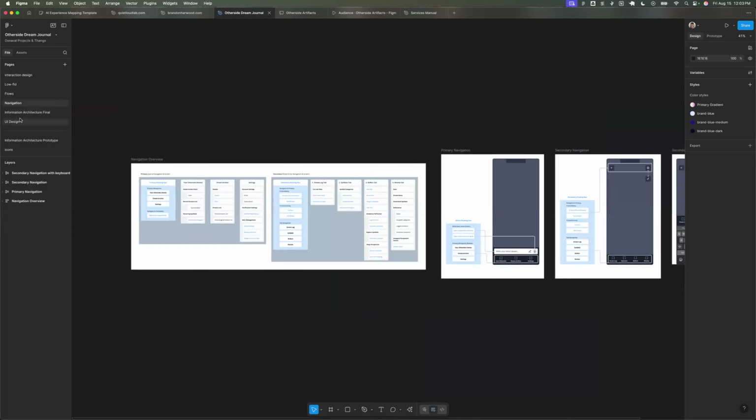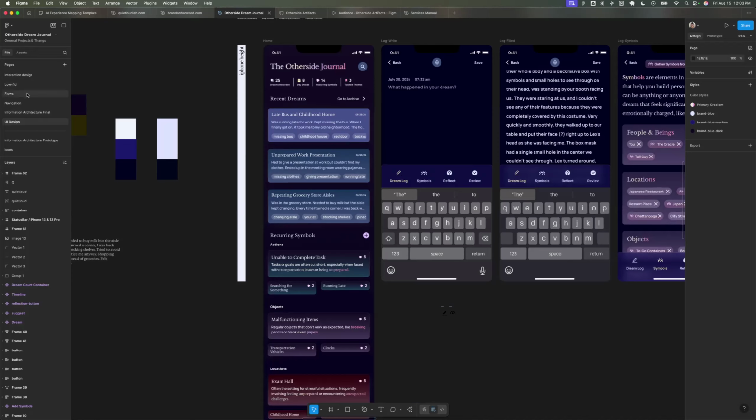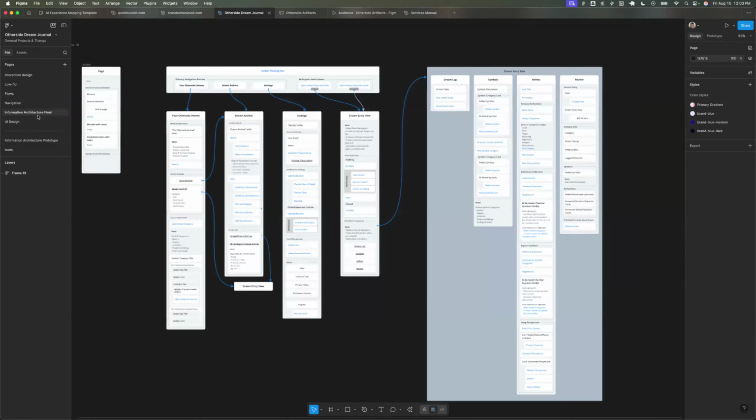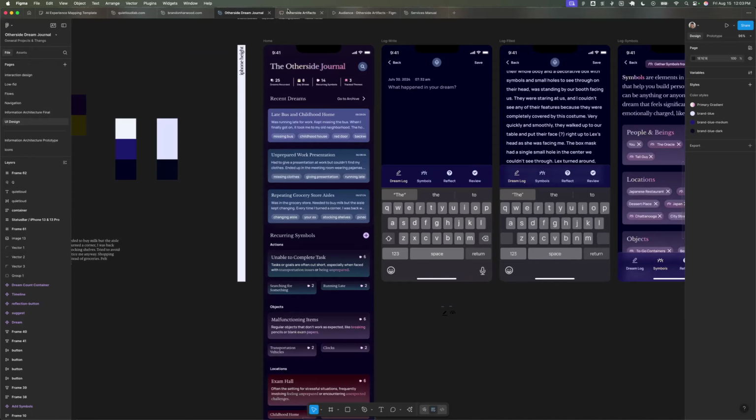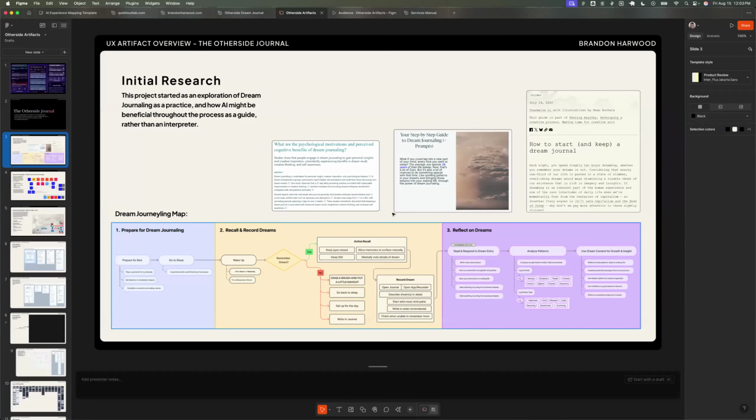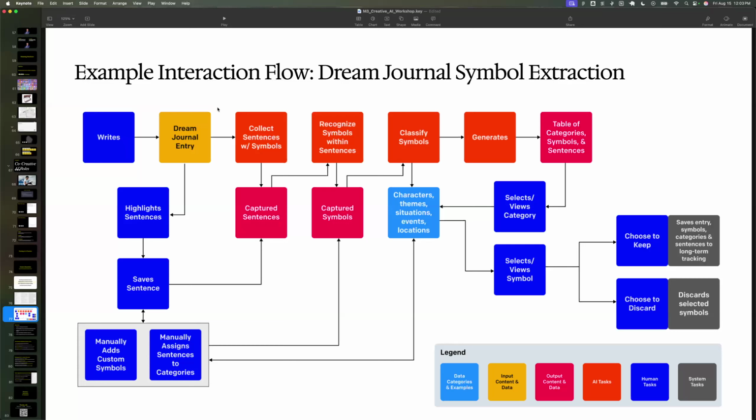And we can get into the actual design and information architecture of it all, but that's the high level idea. This was also built out of just how do people interact with their dreams and use dream journals in the first place. And when we think about where AI is in here, the person writes their dream journal entry. They can either highlight sentences themselves, or the AI collects sentences with symbols, and then those captured sentences are then fed into the AI again for it to recognize symbols within the sentences.